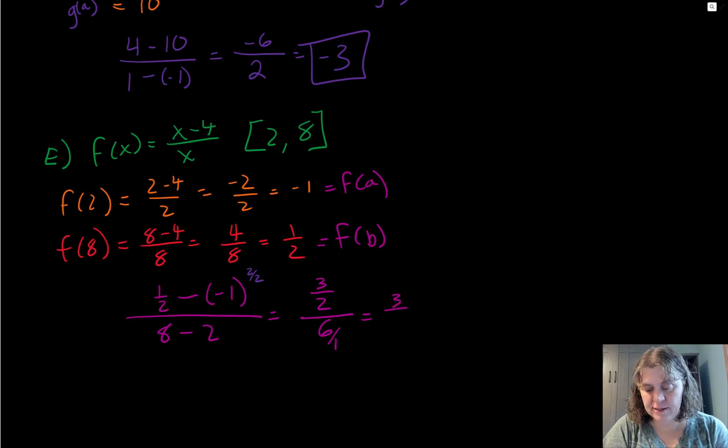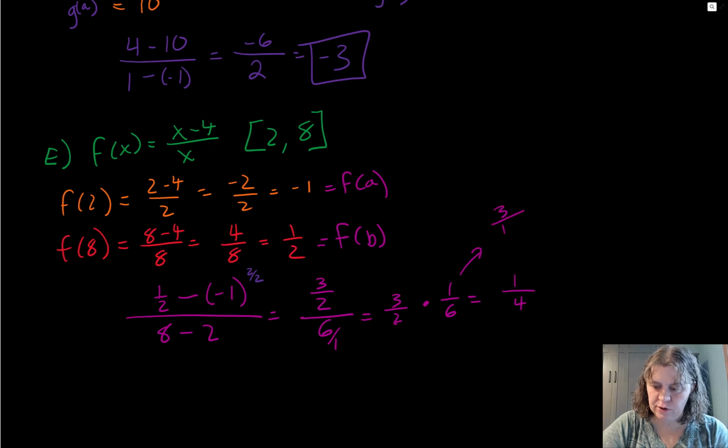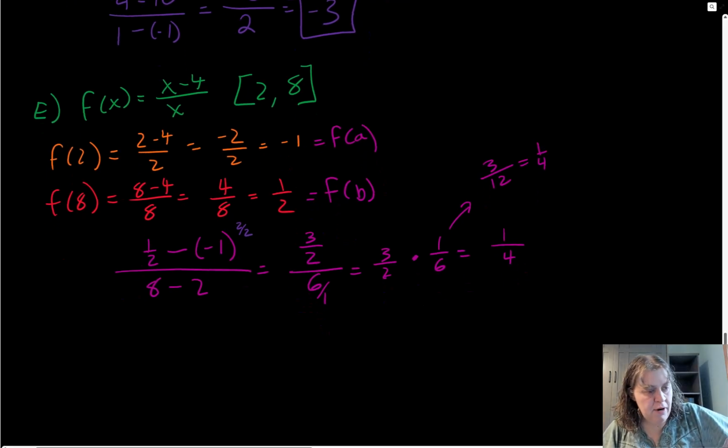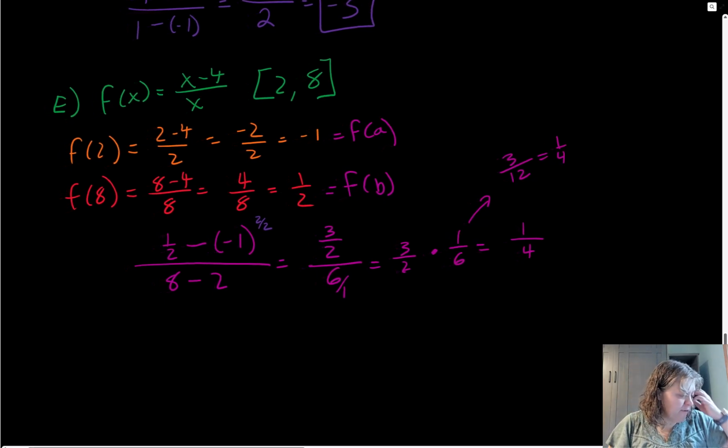So we simplify this by keep, change, flip. There we go. And that's going to give me the 3 and the 6 can simplify down. It's going to give me 1 over 4. Oh, I didn't flip. I didn't change it. There we go. You can also, if you want to do more work steps, do 3 over 12, which is also going to simplify down to 1 over 4. Either way you want to do that. All right, so that's that. And that is the average rate of change.